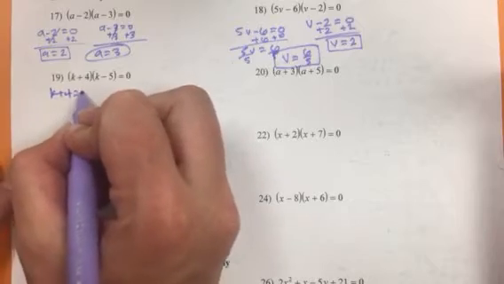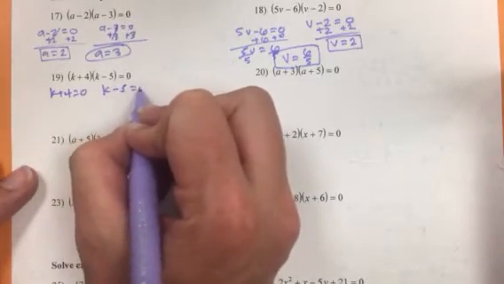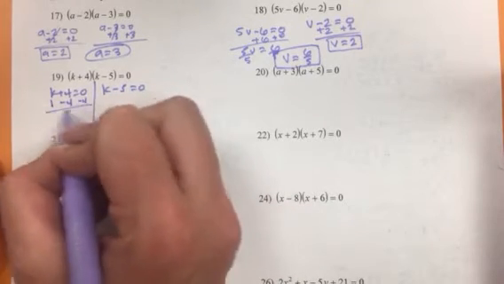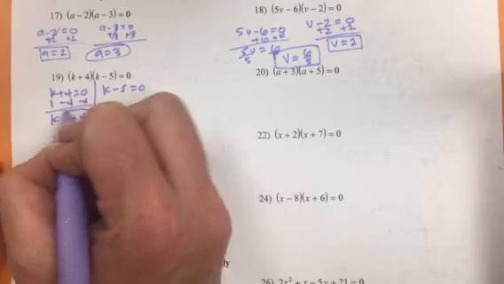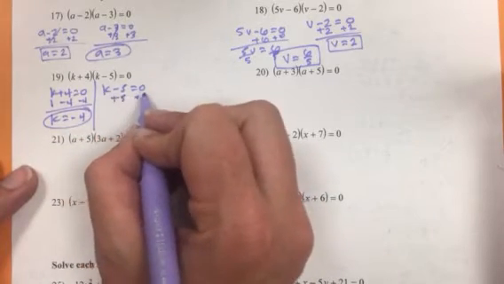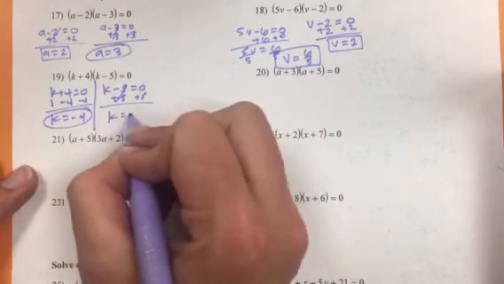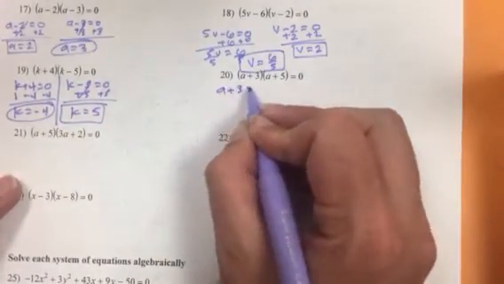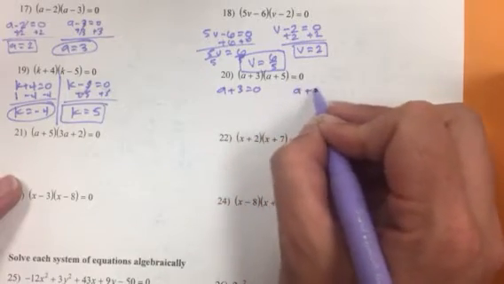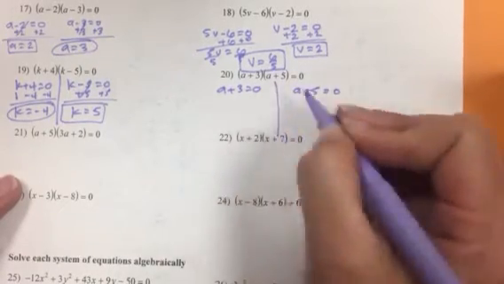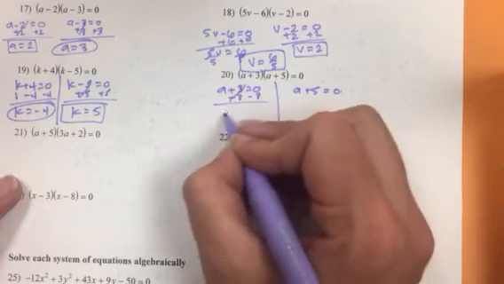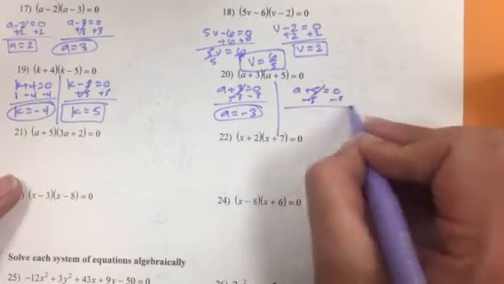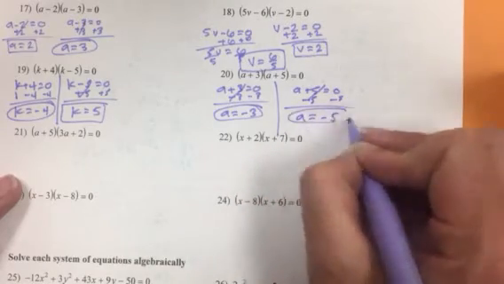K plus 4 equals 0, k minus 5 equals 0. Solve each one. Minus 4 and k equals negative 4. Add 5 and k equals 5. A plus 3 equals 0 and a plus 5 should equal 0. Minus the 3, a equals negative 3. Minus the 5, a equals negative 5.